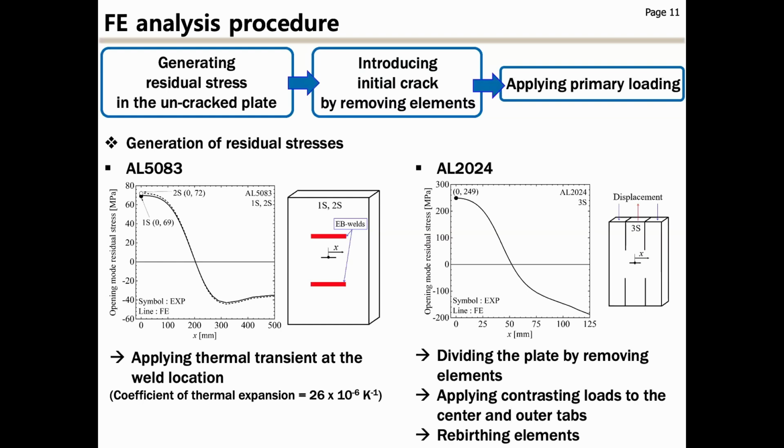And AL 2024. The element removal option was used to divide the plate, and contrasting loads were applied to the center and outer tabs. Finally, the elements were reversed. Similarly, the residual stress was generated equal to the maximum tensile residual stress measure.